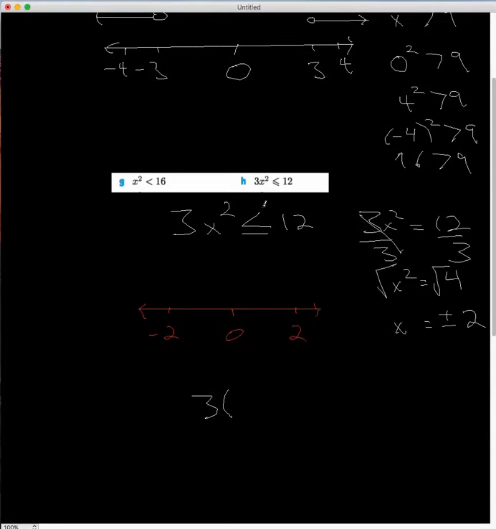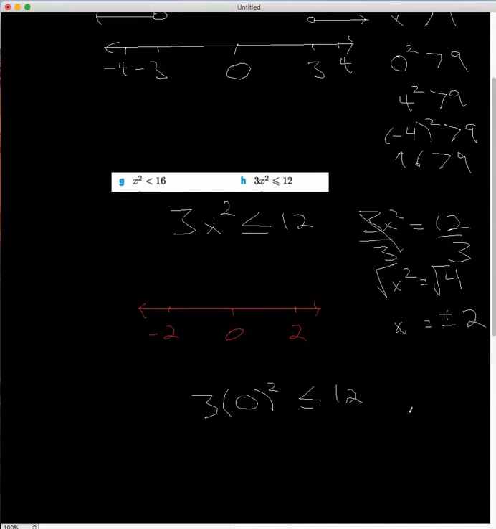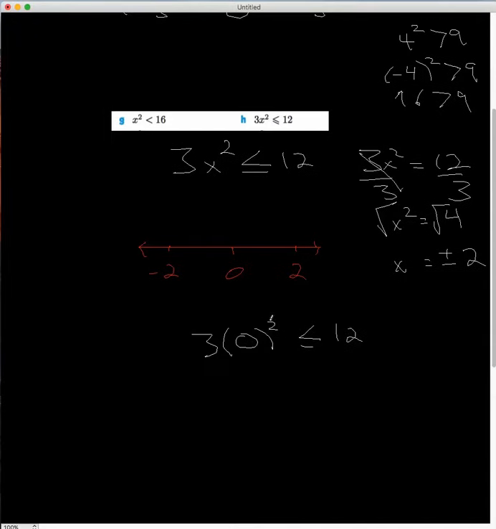Alright, so take your inequality, insert 0 into there as your guessing point, and see what happens. So 3 times 0 squared, well, that's going to be 0. Is 0 less than or equal to 12? Well, it is in this case. So when we have this case this way, we should have a line that is trapped in between our 2 points here.